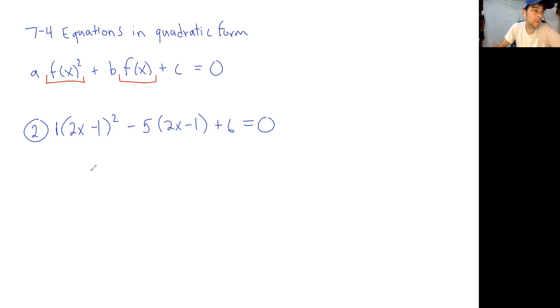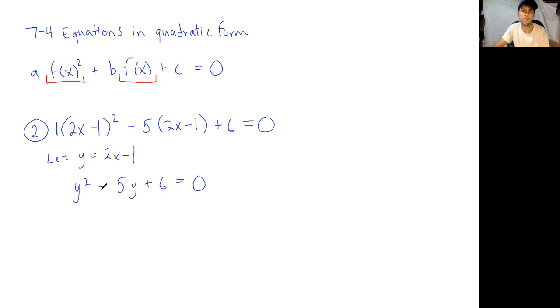So what we're going to do is a substitution. And this is a really important skill to develop for the future, for calculus: replacing a common expression or a common function that's part of your equation with another variable. So we're just going to say let y equal 2x minus 1. I'm going to replace that, and we'll see what our equation looks like now. Our equation now looks like y squared minus 5y plus 6.